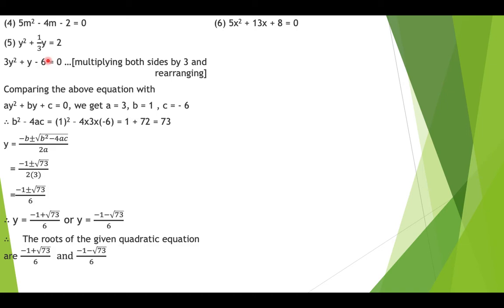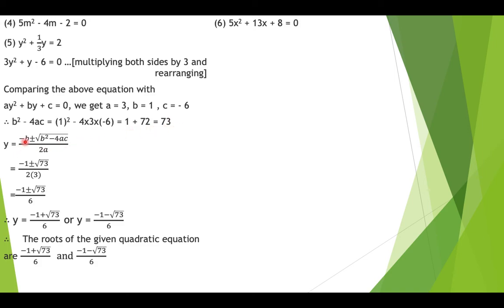Now the fifth sum, you can keep this equation as it is if you want to, or you can just solve it by multiplying the whole equation by 3. It doesn't matter, it becomes a bit difficult for the calculation of the b square minus 4ac, that's why we are multiplying by 3. Now compare the above equation with ay square plus by plus c is equal to 0. We are going to get a is equal to 3, b is equal to 1 and c is equal to minus 6. Therefore b square minus 4ac is equal to 1 square minus 4 into 3 into minus 6. So we are going to get 1 plus 72 is equal to 73.